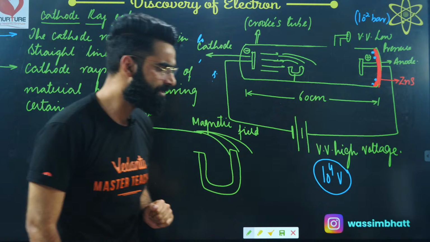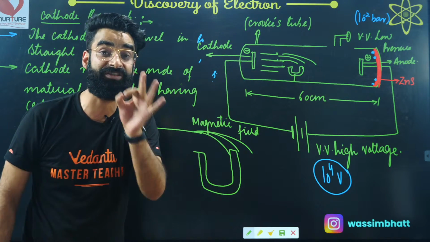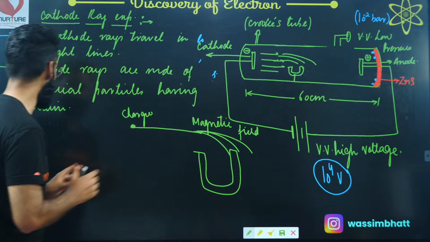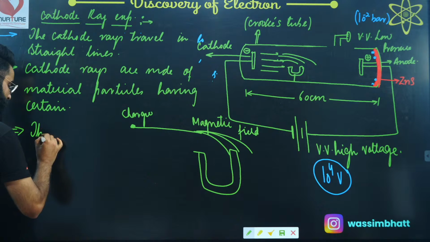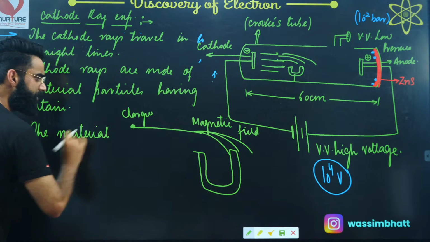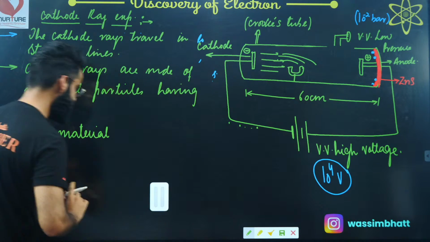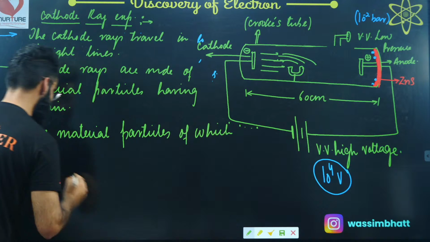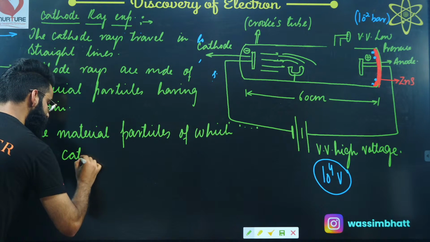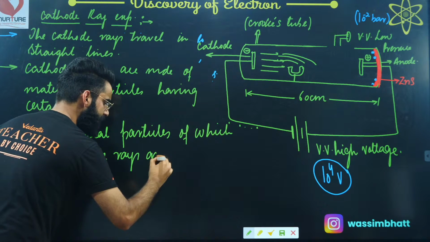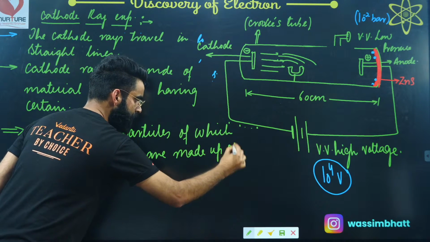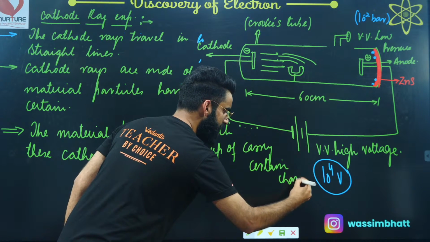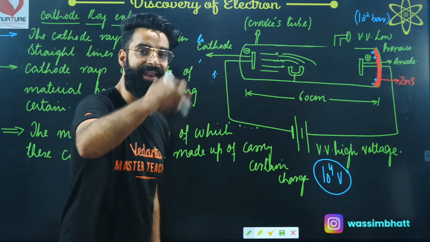So from here, can you let me know in the chat box what he observed? He observed that the material particles of which the cathode rays are made up are carrying certain charge. I'm sure you're writing everything with me, right? So the third conclusion he made: the material particles of which these cathode rays are made up carry certain charge. This was one more conclusion made by J.J. Thomson.